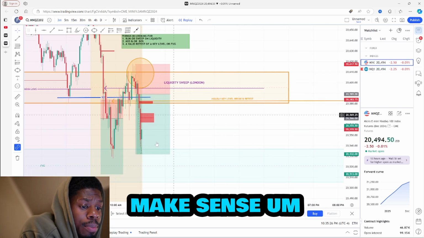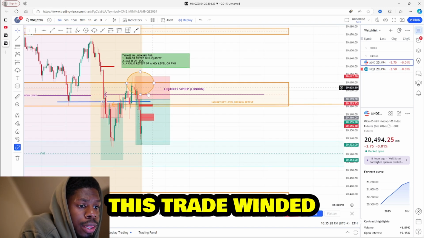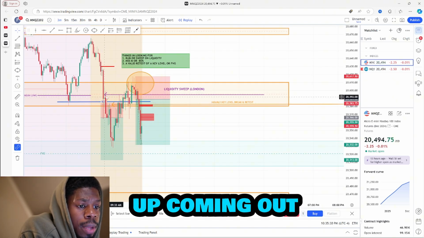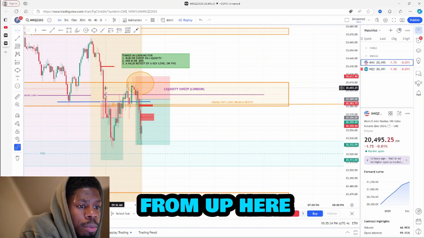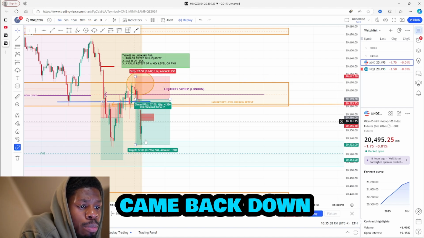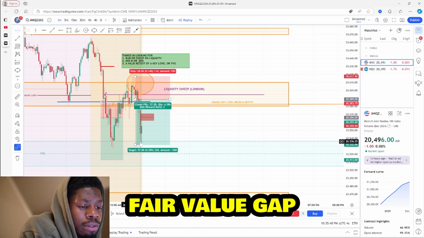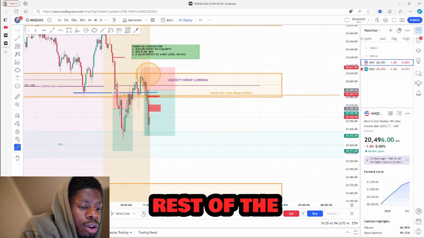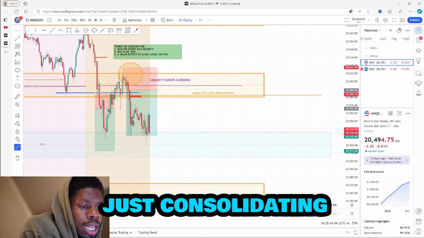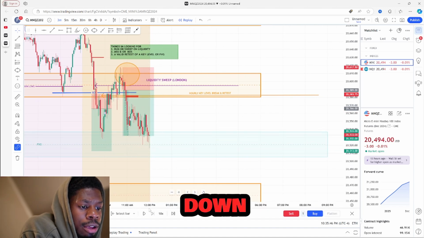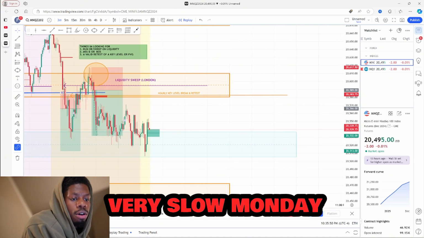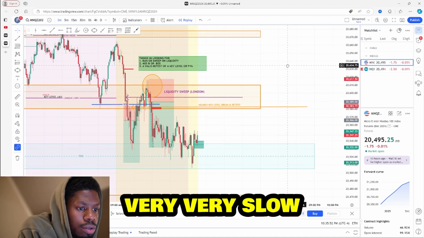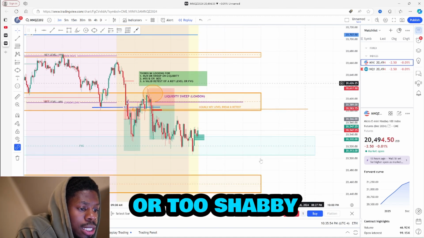I hope they make sense. This trade wound up coming out and taking this liquidity from up here. We took this buy side liquidity from up here, and then we came back down and retested this fair value gap. And for the rest of the day, we were really just consolidating. We got a little push down, but for the most part, we were consolidating. So it was a very, very slow Monday. Nothing too crazy or too shabby going on.